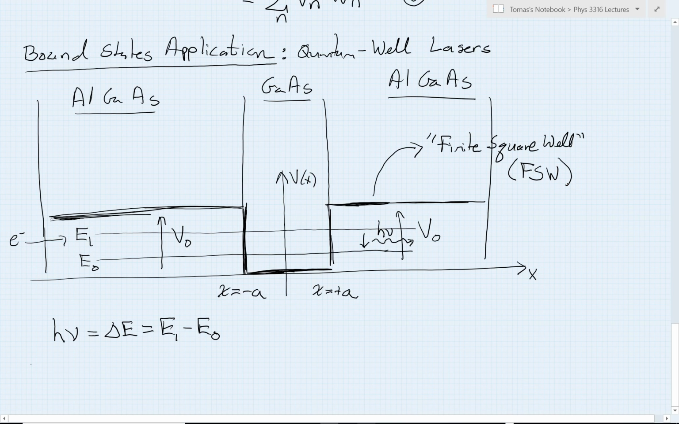So our job now then is to analyze the solutions to the time-independent Schrödinger equation in this type of a potential environment.